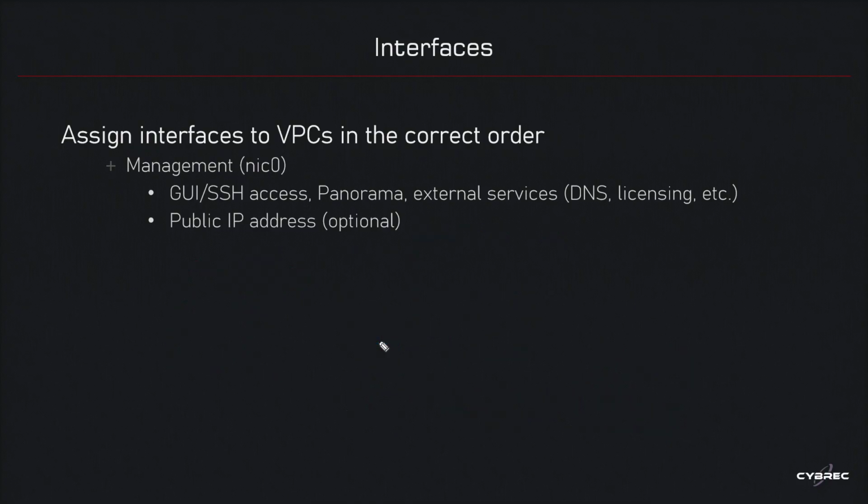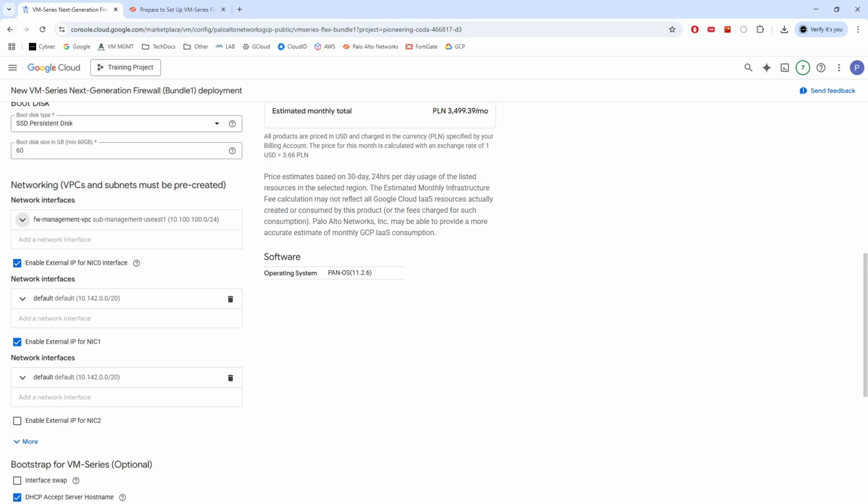I'm going to go public because I don't have an on-prem network connected. I don't run Panorama in my enterprise. This is not a hybrid setup. Public address is going to be needed in my case, also so I can access the firewall, and this is why I'm leaving the enable external IP for NIC 0 interface option enabled.